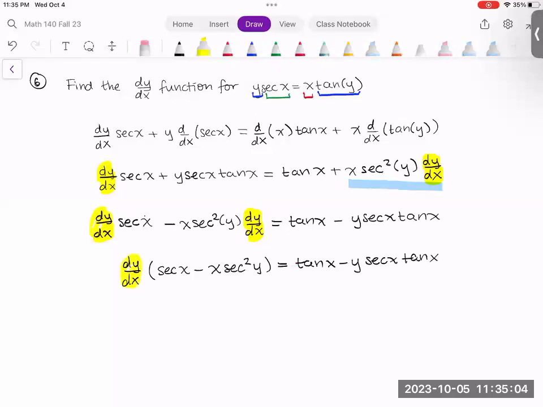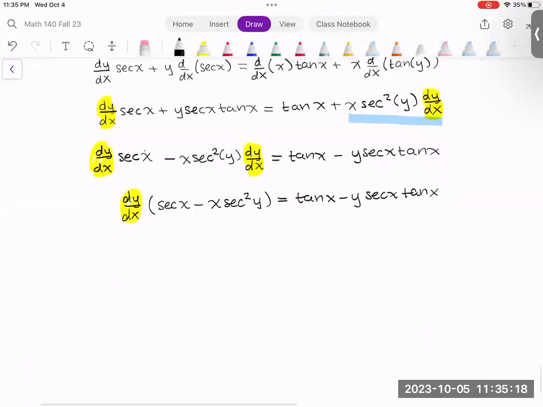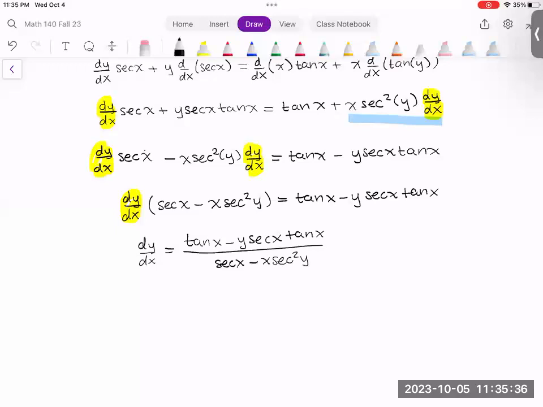Keeping our eyes on the prize, our goal is to find dy/dx. And so we're going to divide both sides through by the stuff multiplying dy/dx, which is secant x minus x secant squared y. Okay, so we're going to just divide that over. We get dy/dx is tan x minus y secant x tan x all over secant x minus x secant squared y. Great.